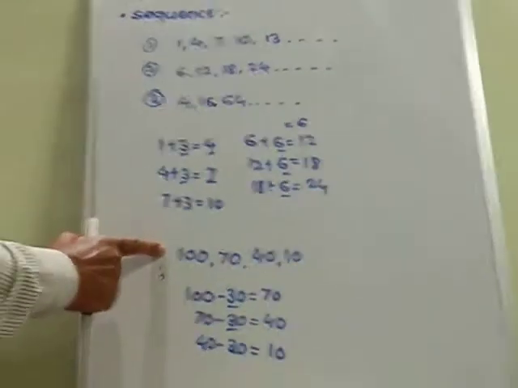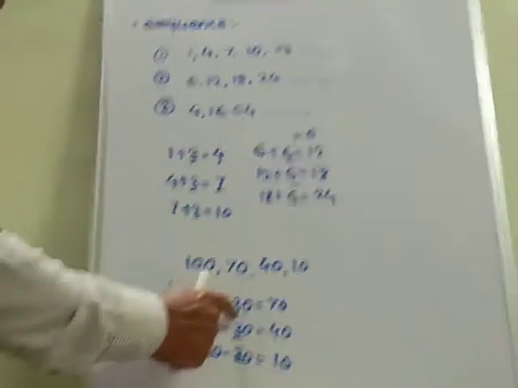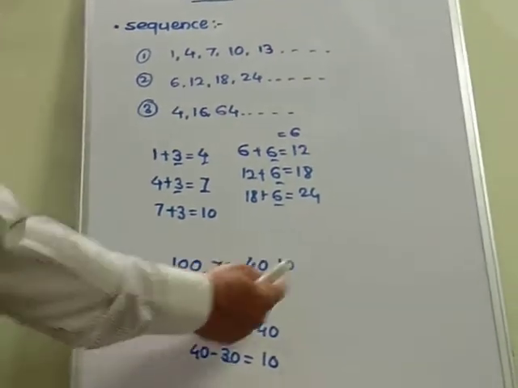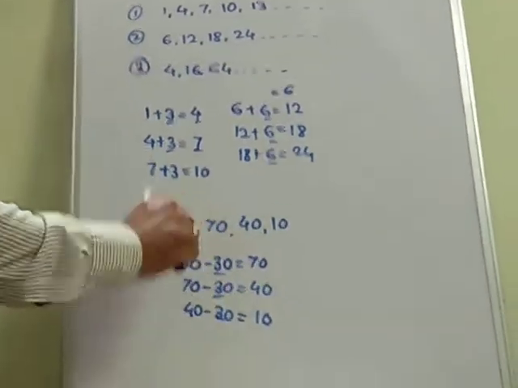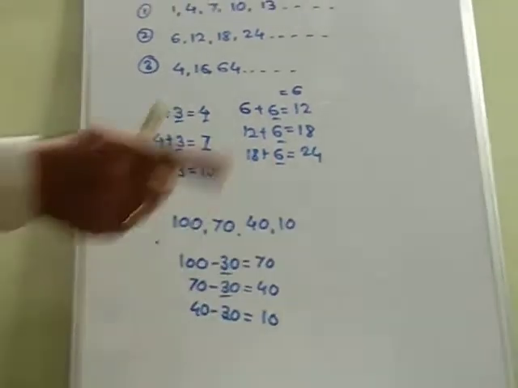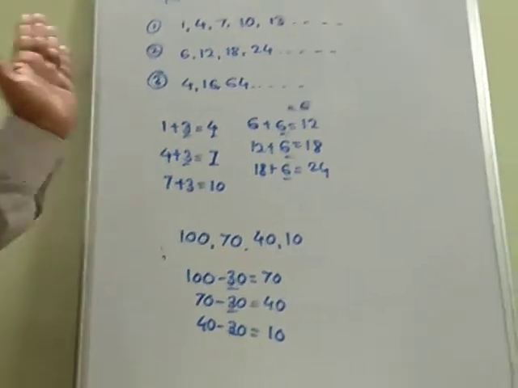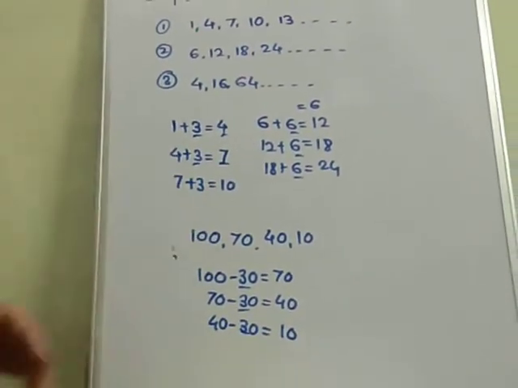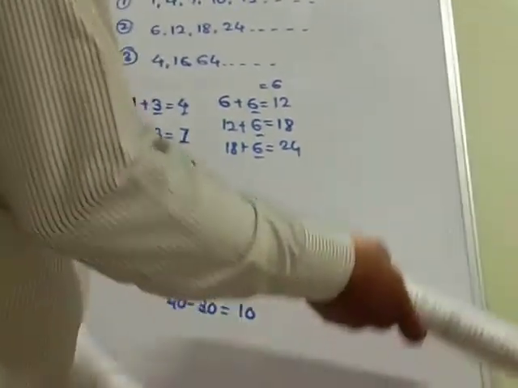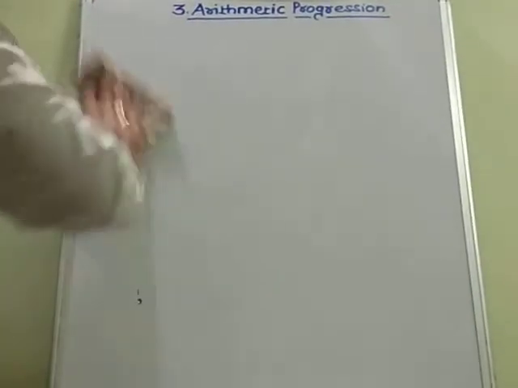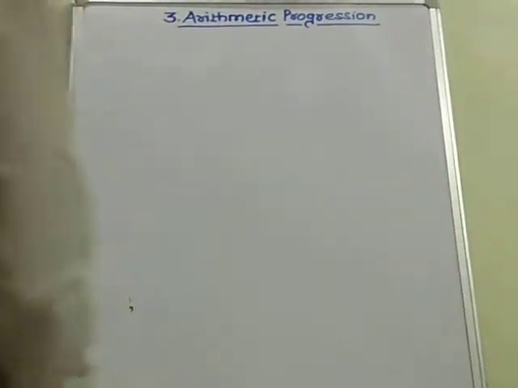Here the first term is 100, and for the next term we are subtracting 13. And what is the next term? From the previous number we subtract a fixed number, and that gives the next term. Okay, that is arithmetic progression. Do you understand? Okay, good. Can you hear clearly?